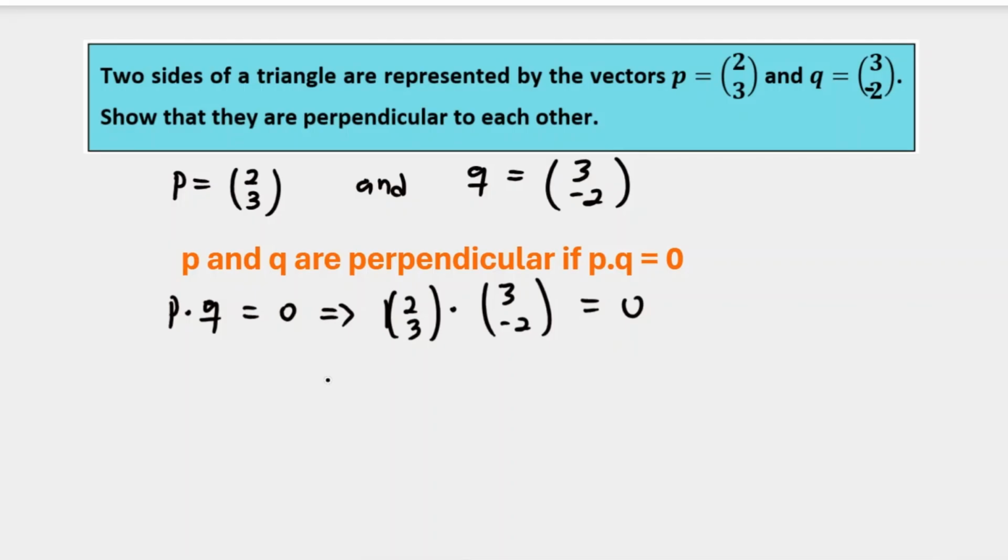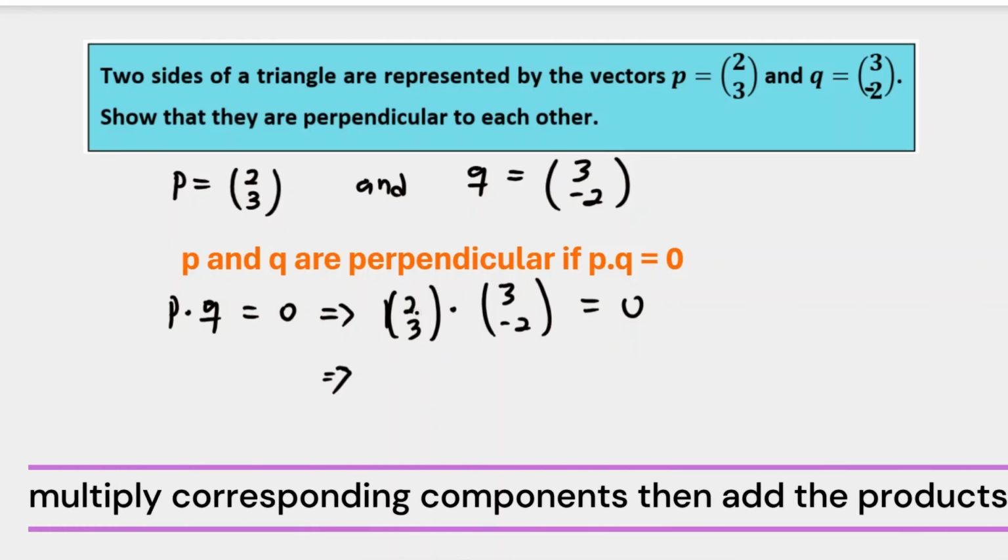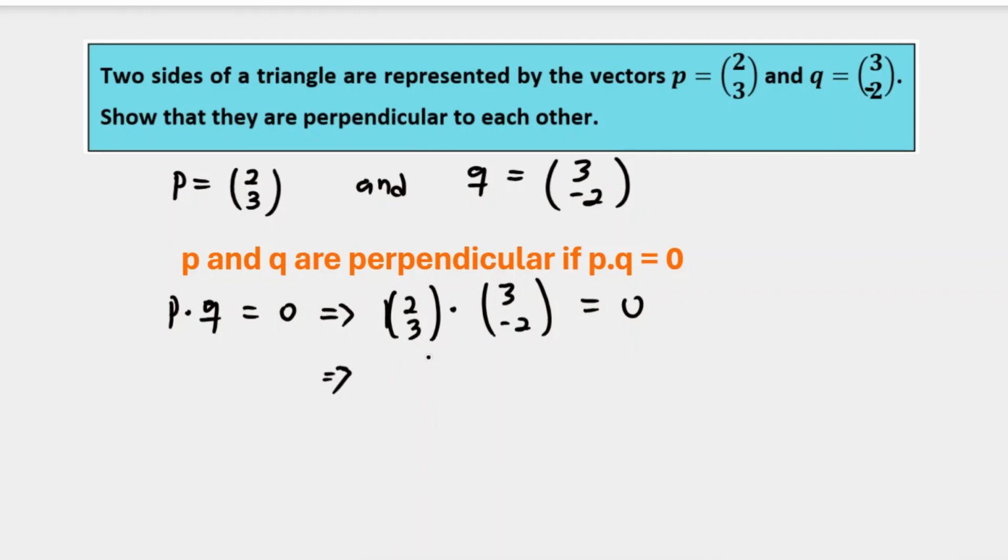Now, let's see how we are going to find the dot product of these two vectors. This is how we're going to do it. We just have to multiply the corresponding components, then we add the products. We did a video on that. You can go and watch how to multiply vectors. So you're going to get something like this: 2 times 3 plus 3 times -2. And remember, we are supposed to get 0. Now, 2 times 3 is 6. Plus 3 times -2, we're going to get -6. And we're supposed to get 0.